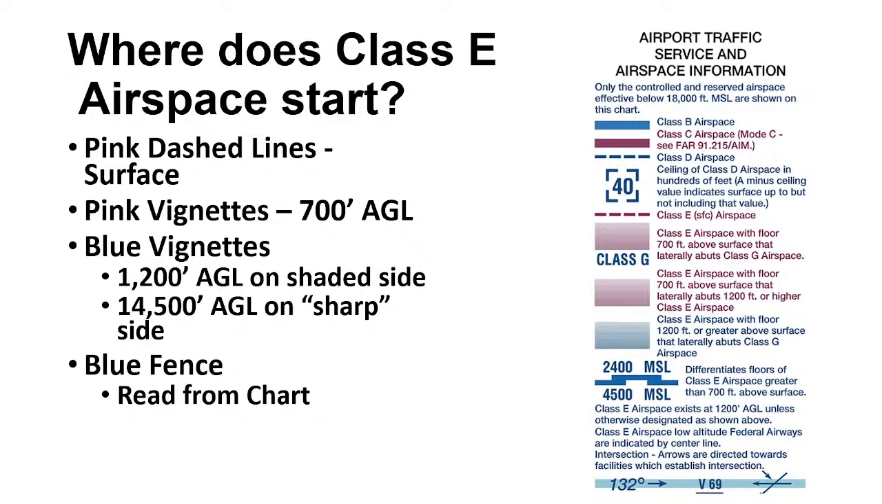And by the blue fence, we're talking about this little symbol here. We'll have it notated by the blue fence. It'll look just like that, with two different altitudes on either side. That's true for the difference in altitude.